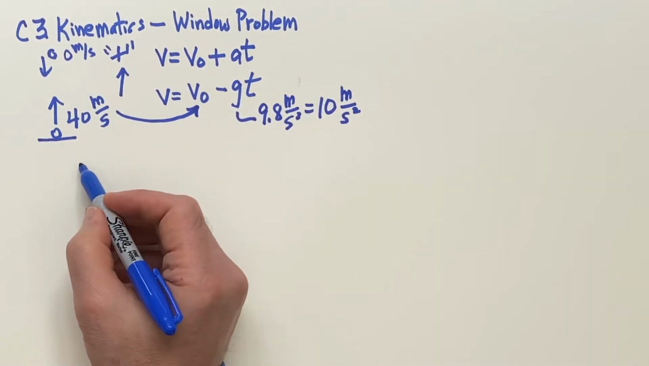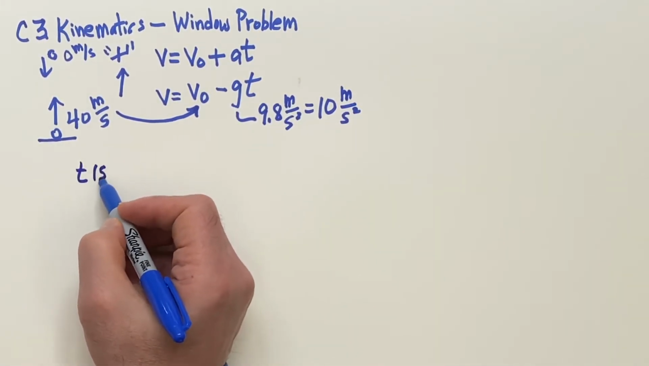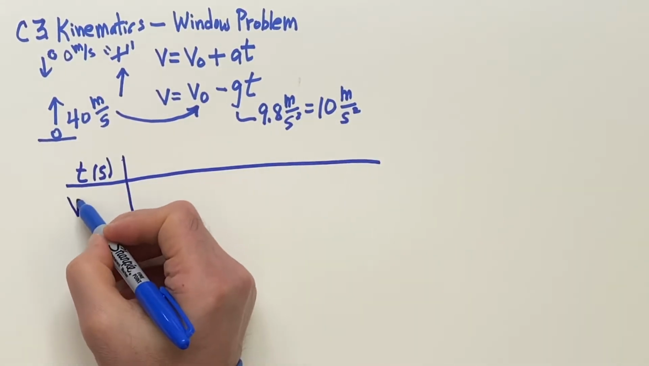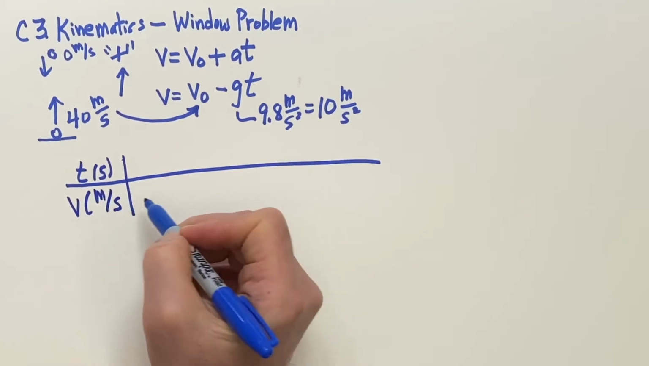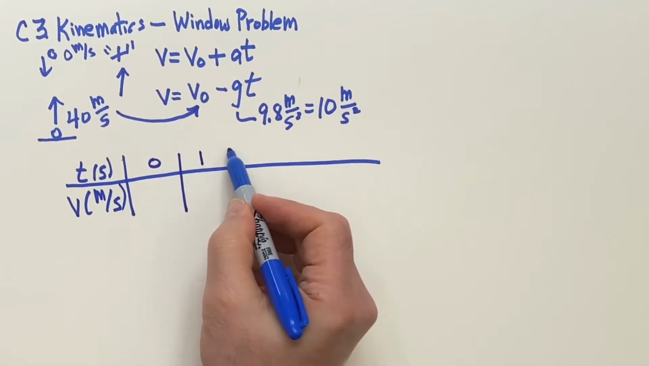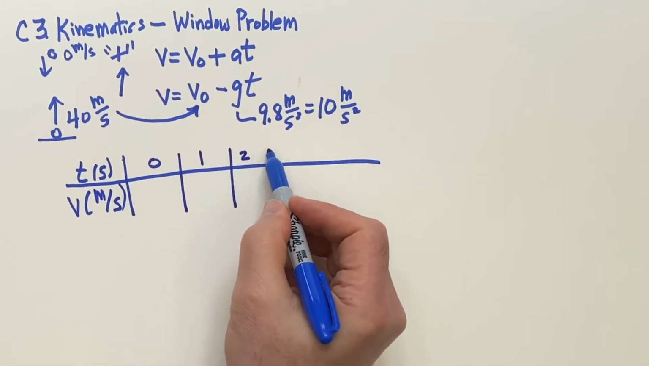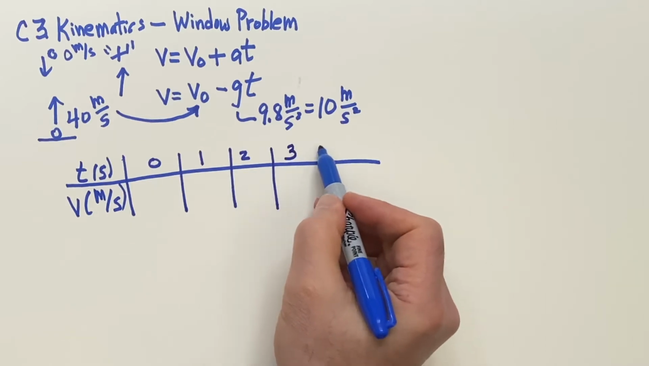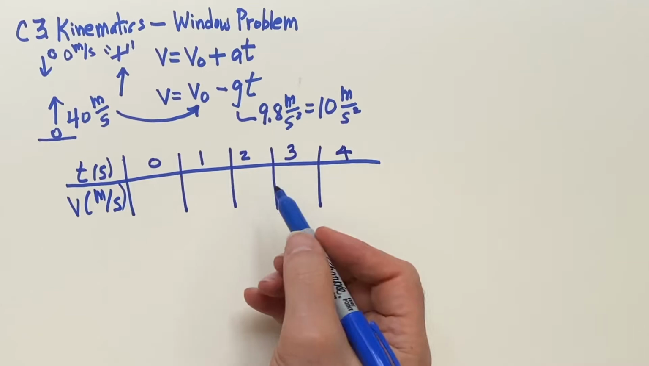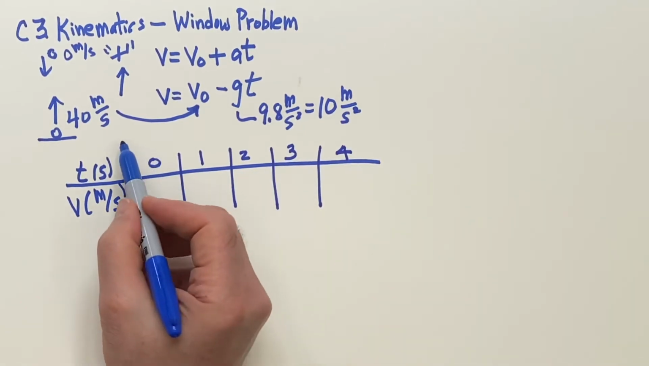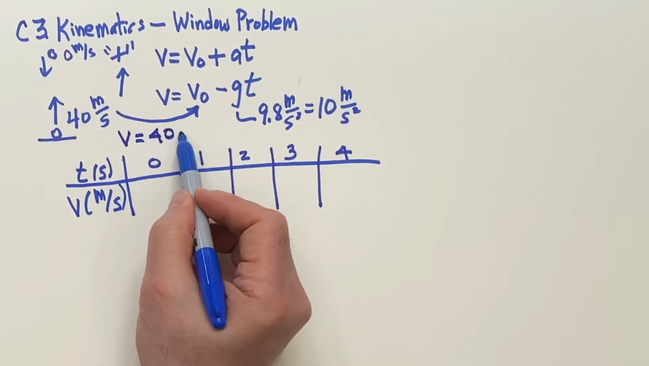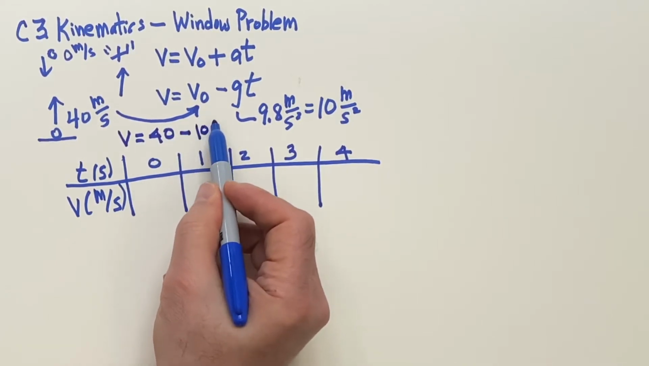And then we're going to make a little table here where we have the t in seconds and the velocity in meters per second. And we're going to say 0 seconds, 1 second, 2 seconds, 3 seconds, and 4. When you put in 0, well, let's write that equation out. What is that equation? That's going to be v is 40 minus 10t.